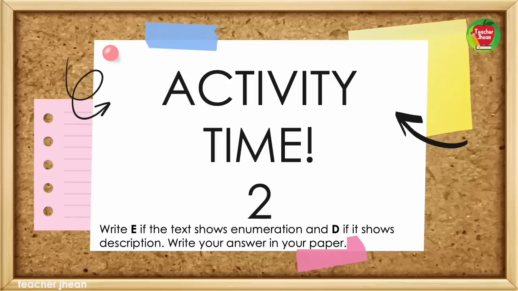For activity type 2, read the selection, identify the type of text. Write E if the text shows enumeration and D if it shows description. Write your answers in your paper.